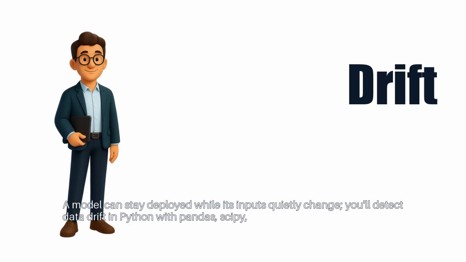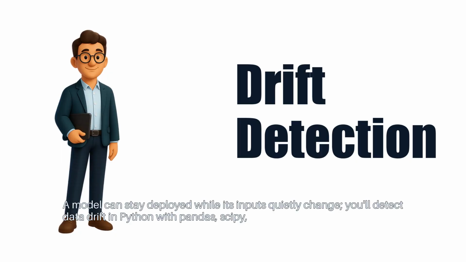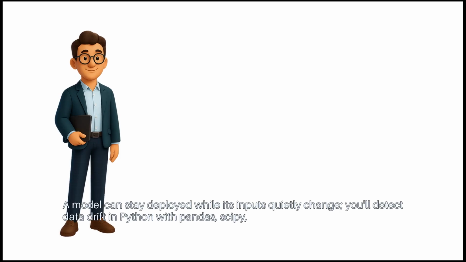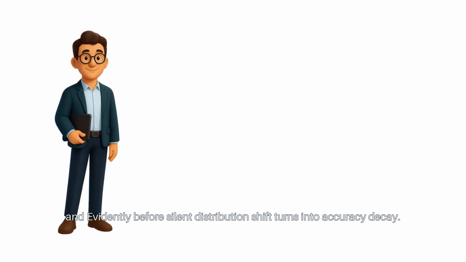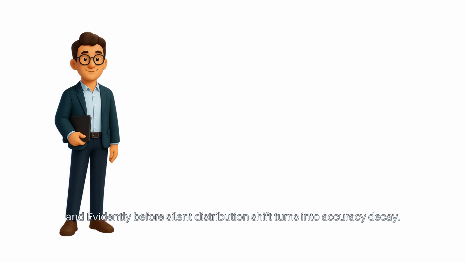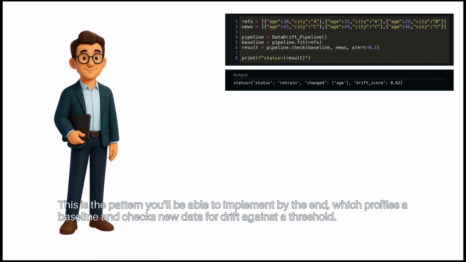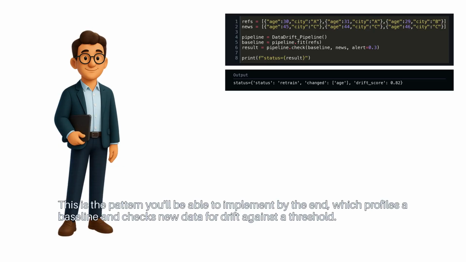A model can stay deployed while its inputs quietly change. You'll detect data drift in Python with pandas, SciPy, and evidently, before silent distribution shift turns into accuracy decay. This is the pattern you'll be able to implement by the end, which profiles a baseline and checks new data for drift against a threshold.